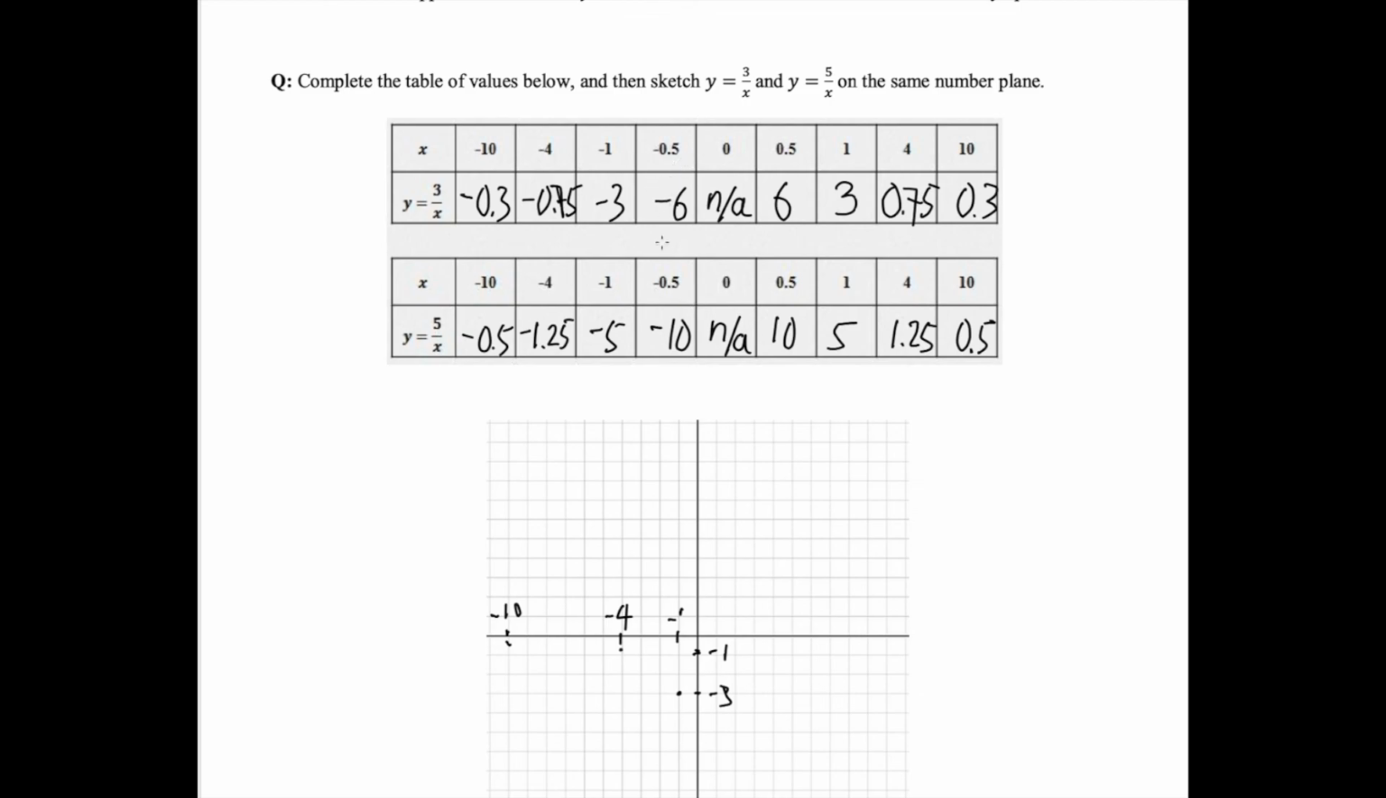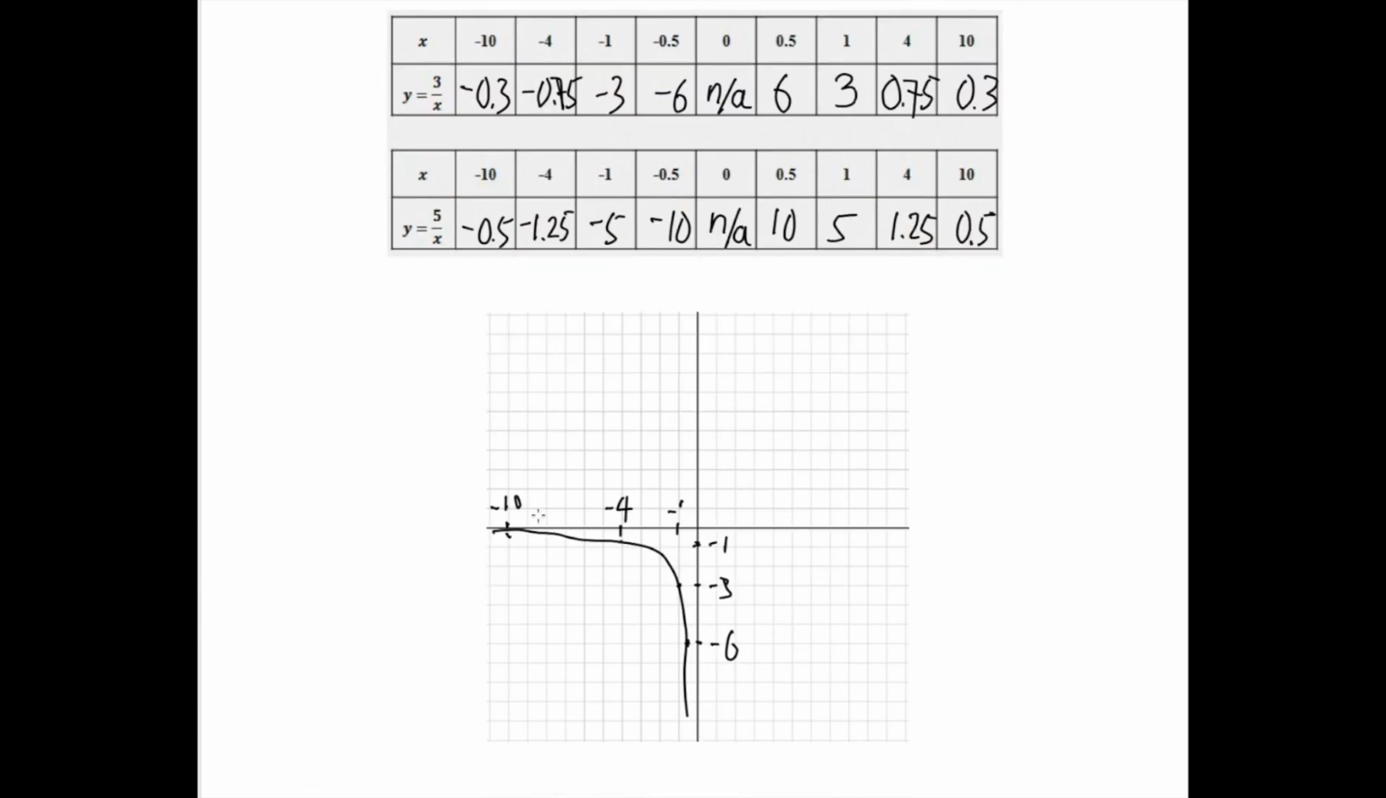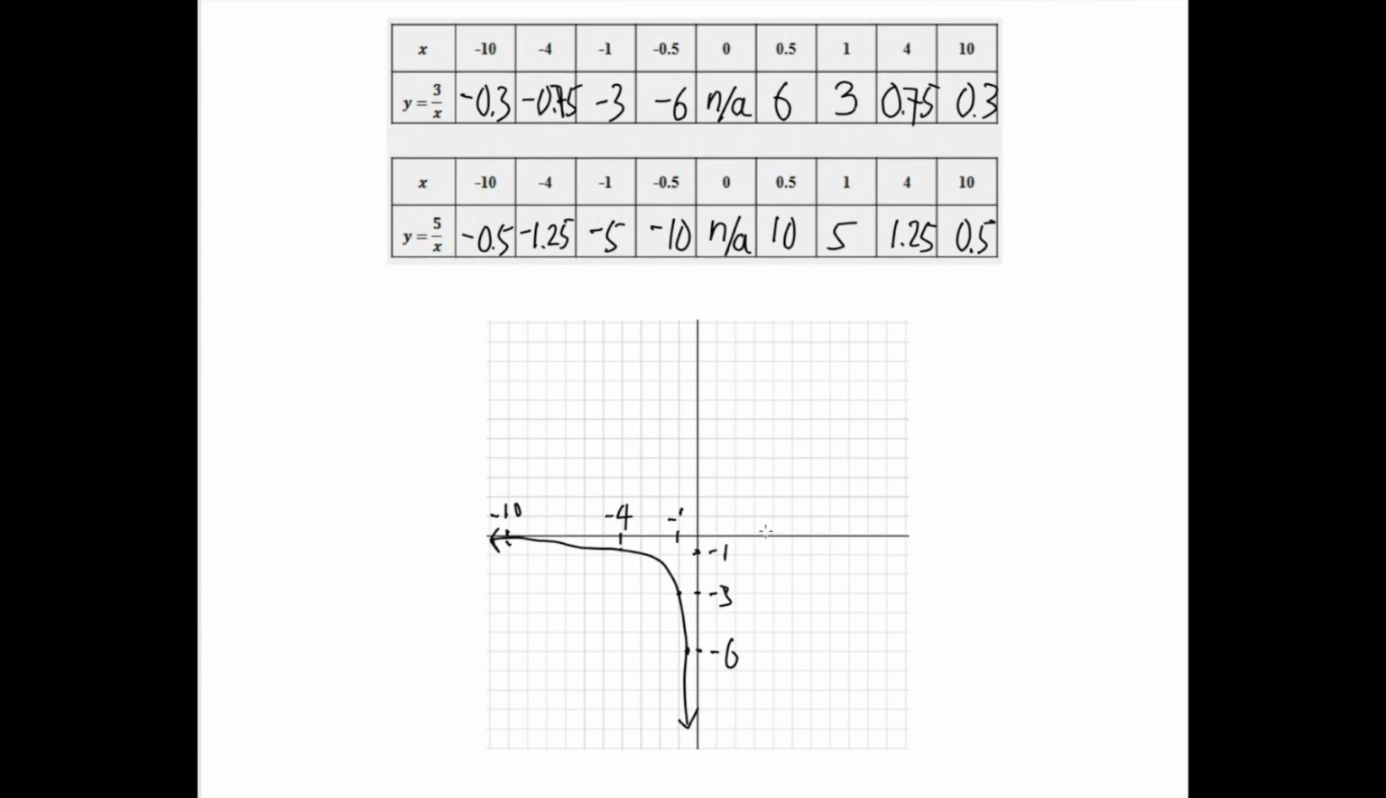Minus 0.5, minus 6. One, 3. Okay, so I'm just going to draw this part of the hyperbola first. Okay, so you have a graph. Okay, looks something like this. And then you do the same for the other side.